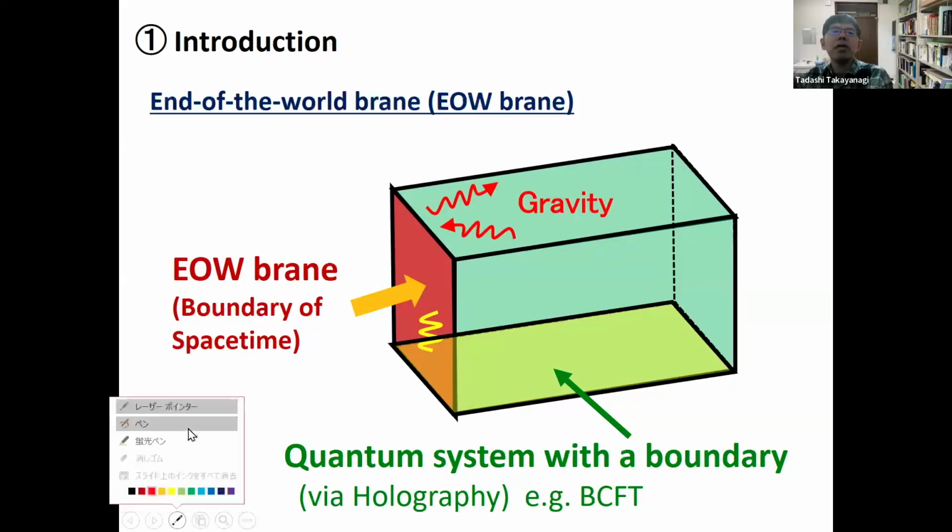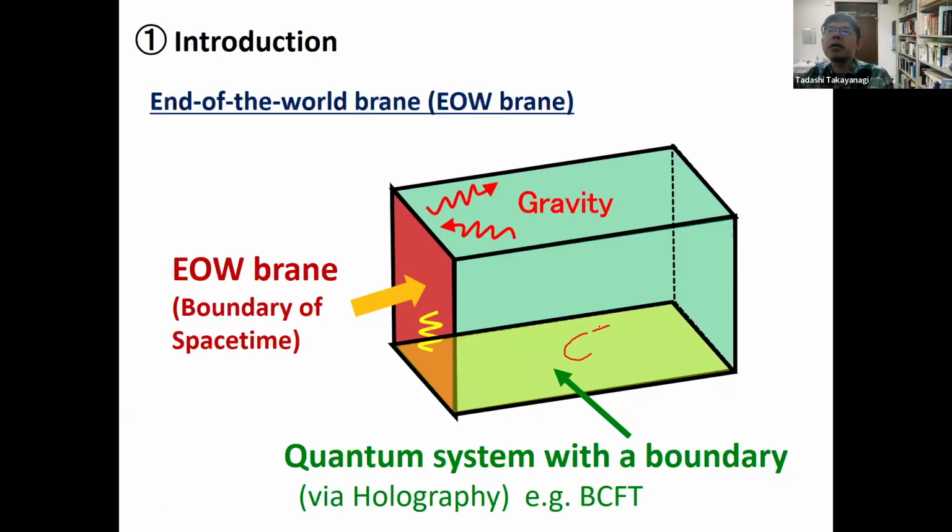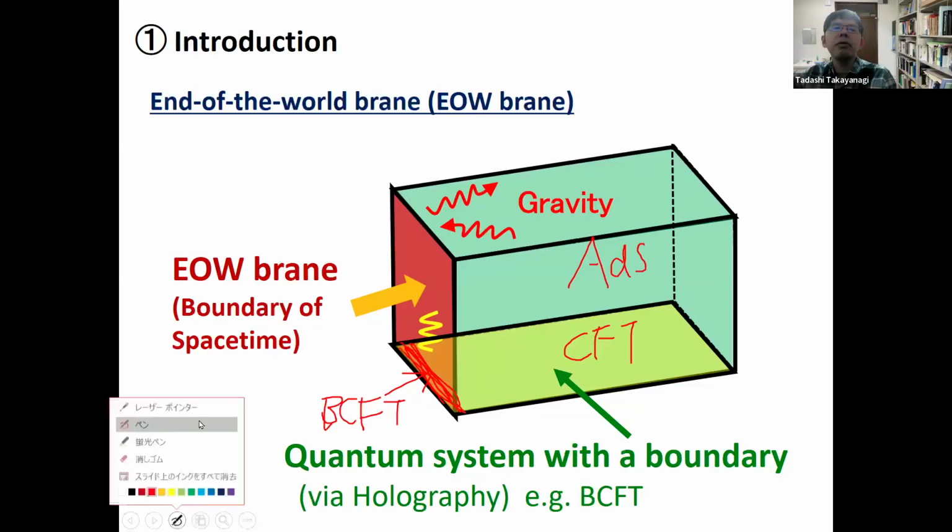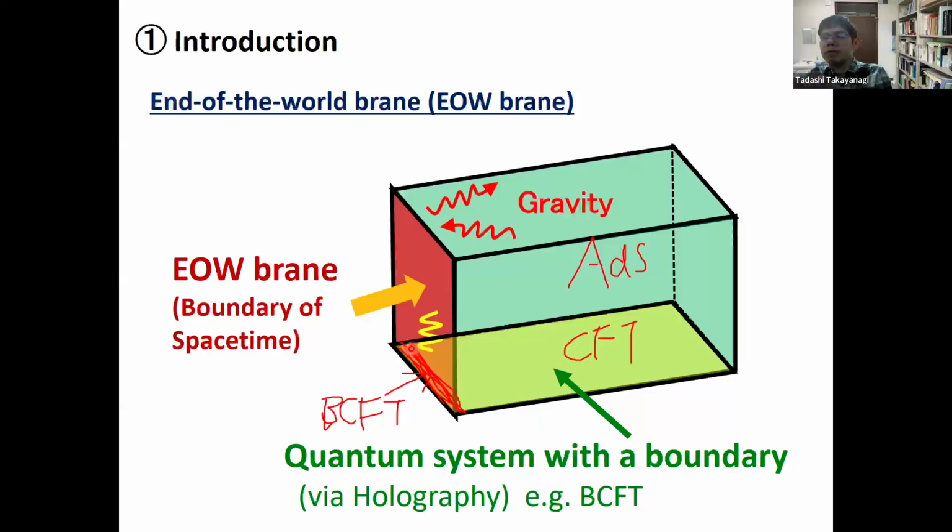So the CFT lives here, and the AdS spacetime is this green region. And this is the end of the world brane, and there is a boundary here. This is the boundary of the CFT, called BCFT, boundary conformal field theory, where the degrees of freedom are localized. Okay, so this is the framework we're going to work with.